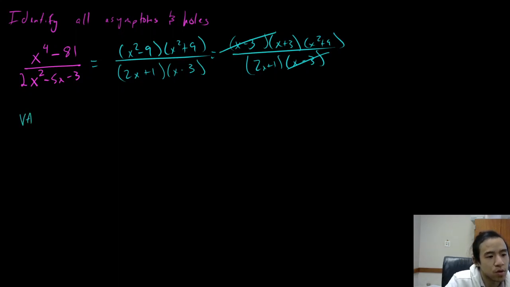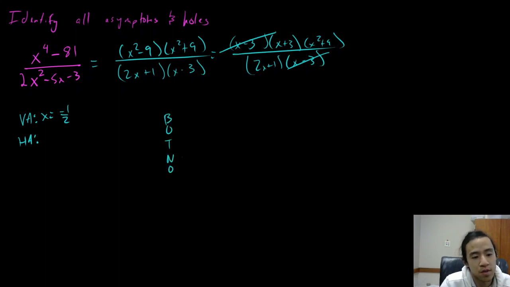Let's just start with the vertical asymptotes. So we take a look at the resulting expression we have. We set the bottom equal to 0. You should get that we have a vertical asymptote at x is equal to negative 1/2. So for the horizontal asymptote, let's look at the original function. We have it bigger on top. So it's bigger on top, so we are going to have no horizontal asymptote. So there is none.